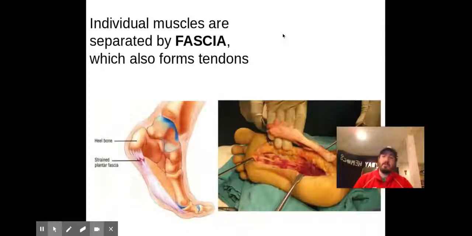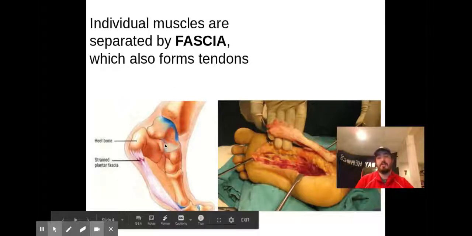Before we do that, though, right? Individual muscles are separated by a connective tissue called fascia, right, which also forms tendons, right? And we know tendons are connective tissue. Tendons connect muscle to bone.